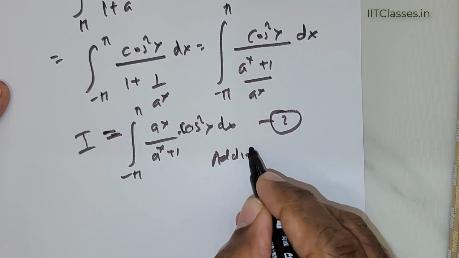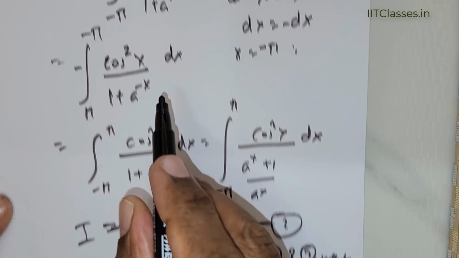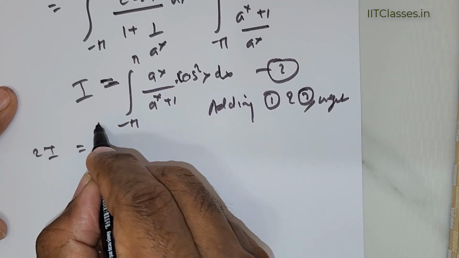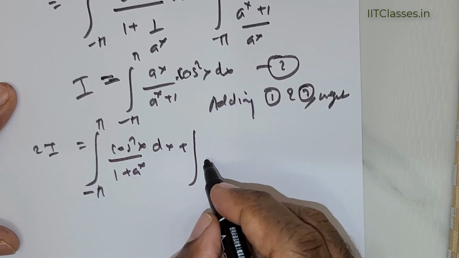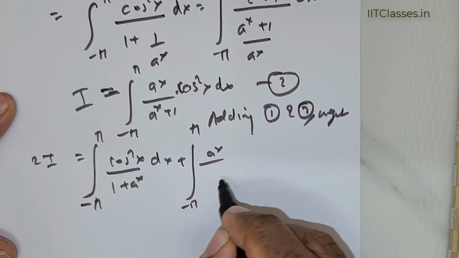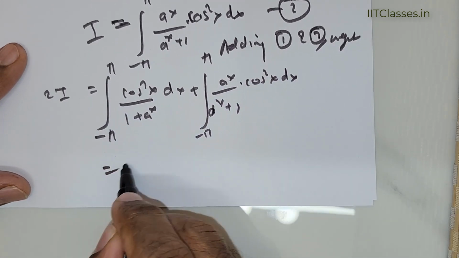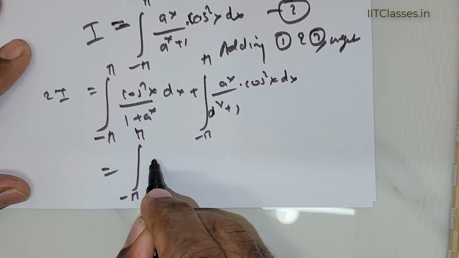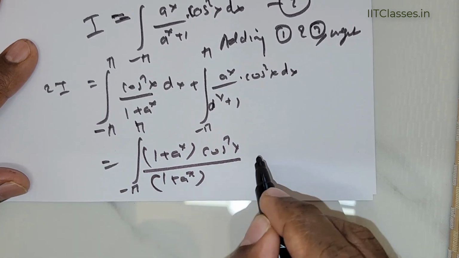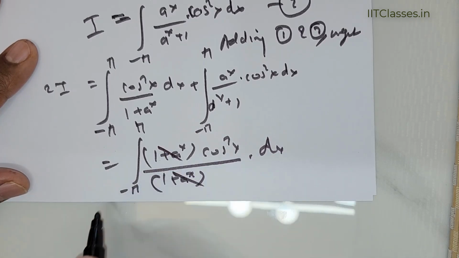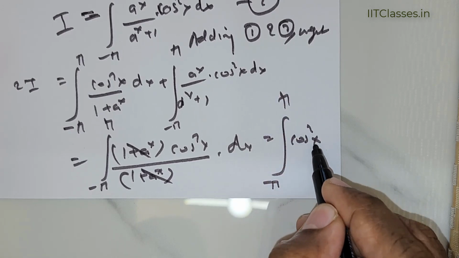So adding 1 and 2, we get 2 times I is equal to the integral; my 1 is this, negative pi to pi cos squared x over 1 plus a raised to the power of x dx. My 2 is this, negative pi to pi a raised to the power of x divided by a raised to the power of x plus 1 times cos squared x dx. I add these two things, I get negative pi to pi of 1 plus a raised to the power of x times cos squared x divided by 1 plus a raised to the power of x times dx. Now a raised to the power of x plus 1 cancels, giving me negative pi to pi cos squared x times dx.